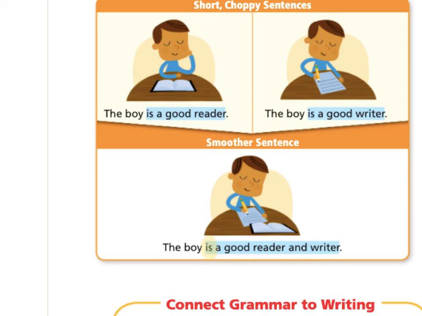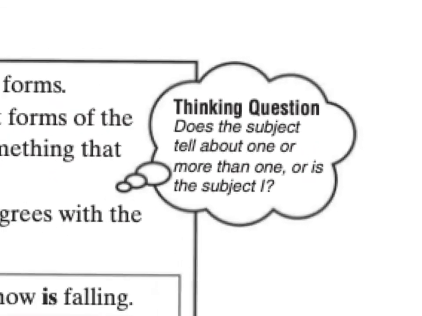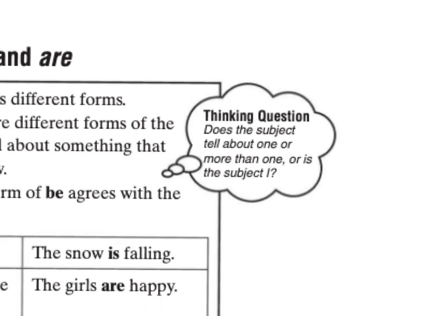Let's talk a little bit more about these be verbs. The verb be takes different forms. Is, are, and am are different forms of the verb be. They tell about something that is happening now. Make sure the form of be agrees with the subject. So, meaning we have to look to see if there's one, if there's more than one, or if it's talking about yourself using I. So we can use this thinking question. Does the subject tell about one or more than one, or is the subject I?